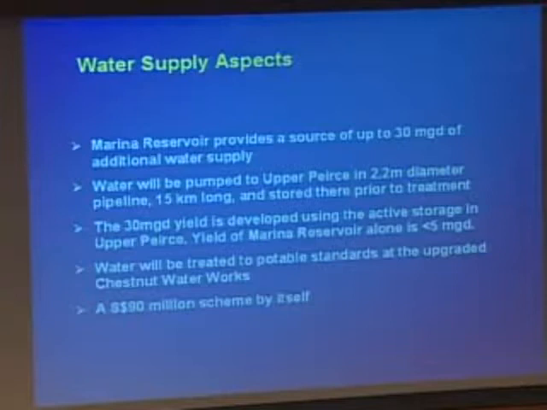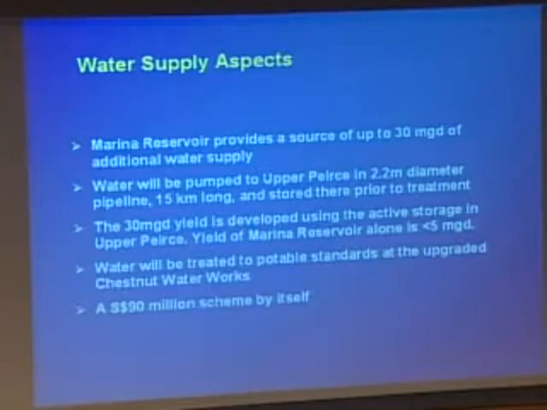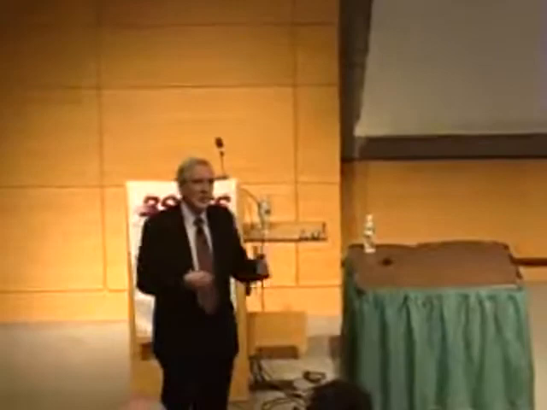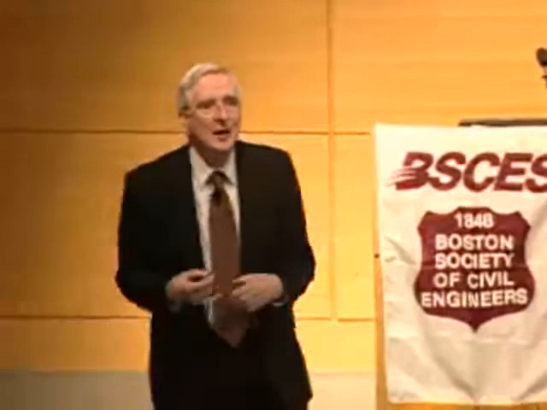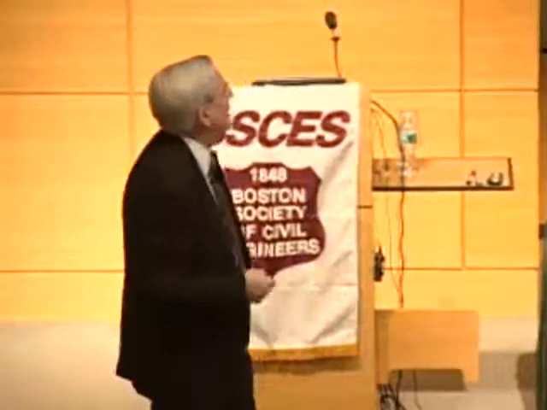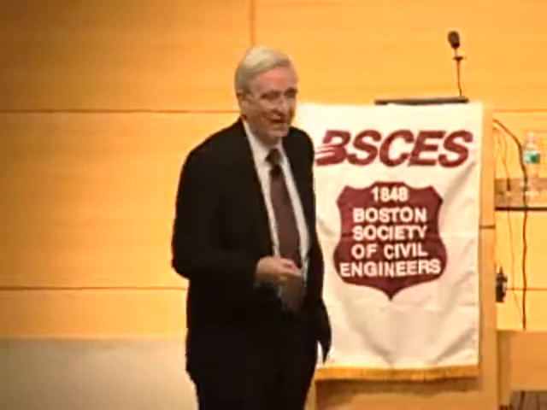So we skim floodwaters. That's why the pumping capacity is about 100 million gallons a day at the raw water pump station. So that's a huge pump station in its own right. Well, we get 30 million gallons a day yield by utilizing about 13 million cubic meters of active storage in Upper Pierce Reservoir. So we use reservoirs interactively. And Upper Pierce is one right now that's fed from one of the Malaysian sources that will be taken offline in 2011. So we get double bang for the buck. We can treat it back to potable standards fairly easily. And it's about a $90 million scheme by itself.